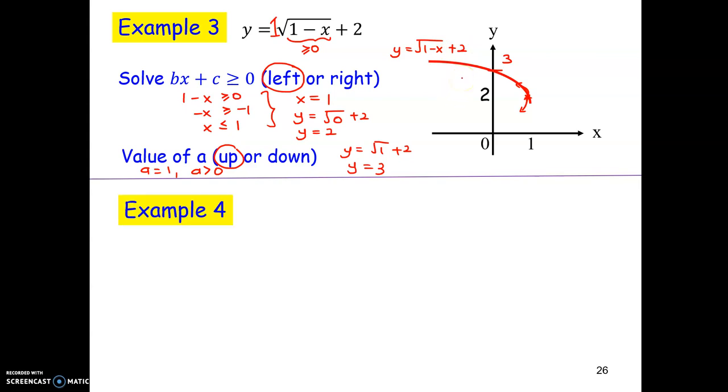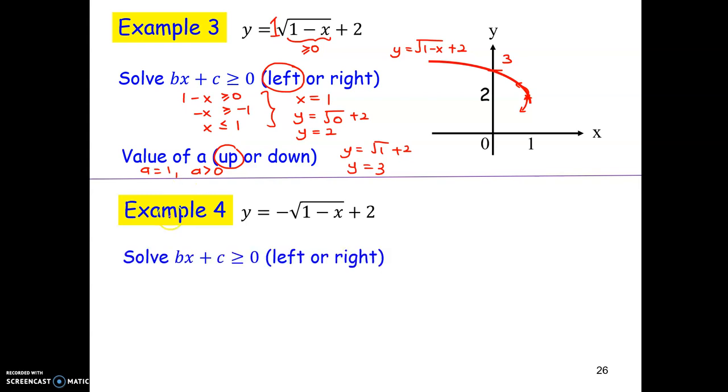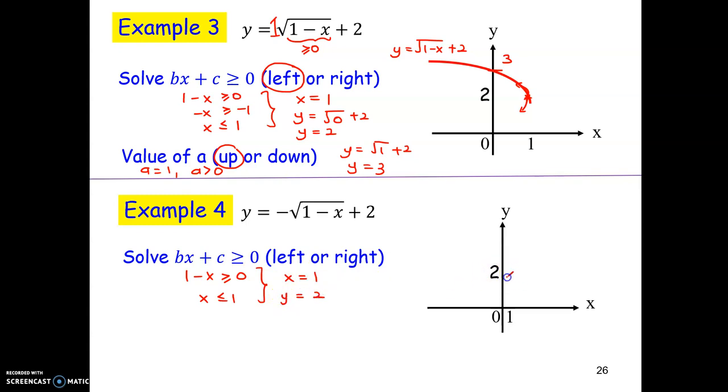So the last one, example 4, y equal to negative square root of 1 minus x plus 2. It is again similar except that I have a negative in front of the square root. So solving for bx plus c greater than or equal to 0, similar, 1 minus x greater than or equal to 0, x is less than or equal to 1. So again, the starting point, if I sub x equal to 1, I'm going to get y equal to 2. So again, I will start at 1 and 2.